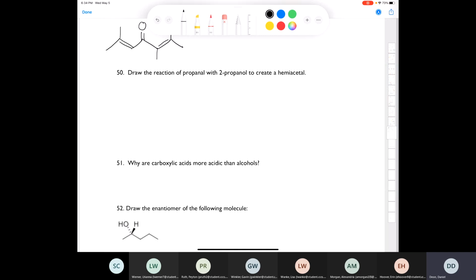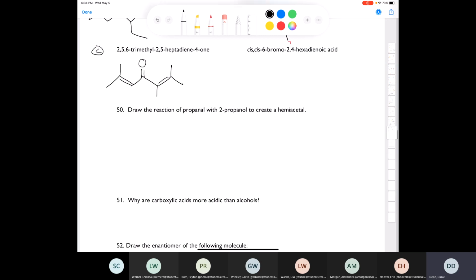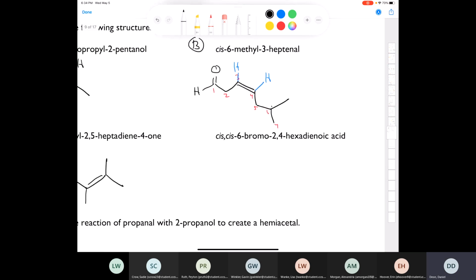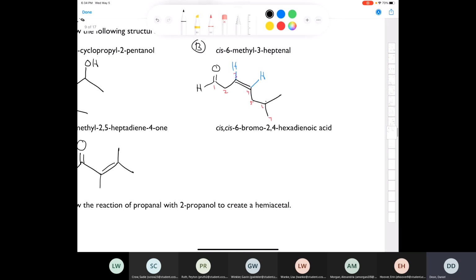Okay. Anyhow, Mr. Dion? Yeah, go ahead. Can you review letter B again? Yeah. So, cis-6-methyl-3-heptenal. You've got the "ene" like this, so this means you have an alkene in the molecule, and the alkene is at carbon 3. So it's a 3-alkene. And the "al" means that it's an aldehyde.